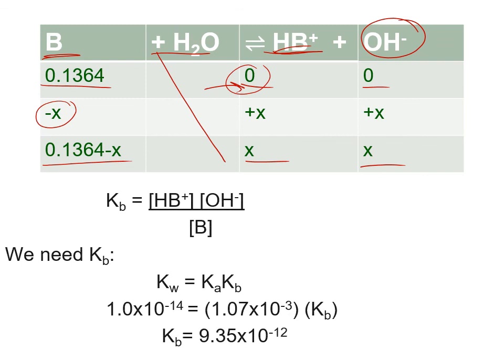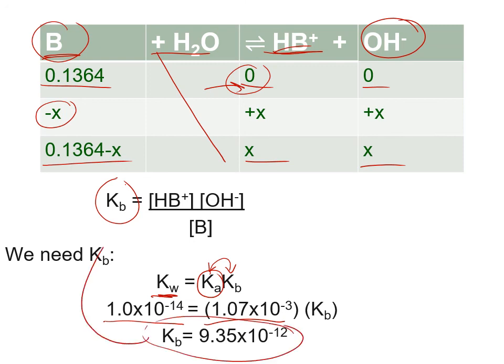So realize, and again, don't forget this is a base, so we are using Kb. The question gave us our Ka, and we know that Ka and Kb, as long as they are conjugate partners, their multiple is going to be Kw. So you know what Kw is, it's 1 times 10 to the negative 14. You know what Ka is because the question gave it to you. So we can solve for Kb, and we can plug that into our equilibrium expression.